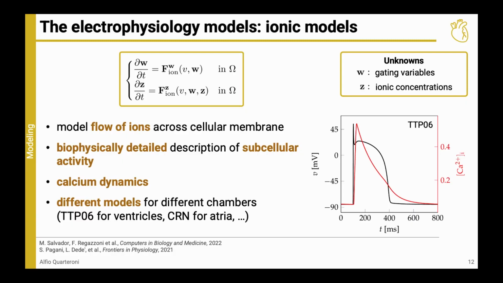And what is important to remark is that cells in different places of the heart behave in a different way. So if you're studying the ventricles, you have to use specific models. If you're studying the atria, you have other models. If you're studying the septum, which is the separation between left and right heart, you have to use other models as well.